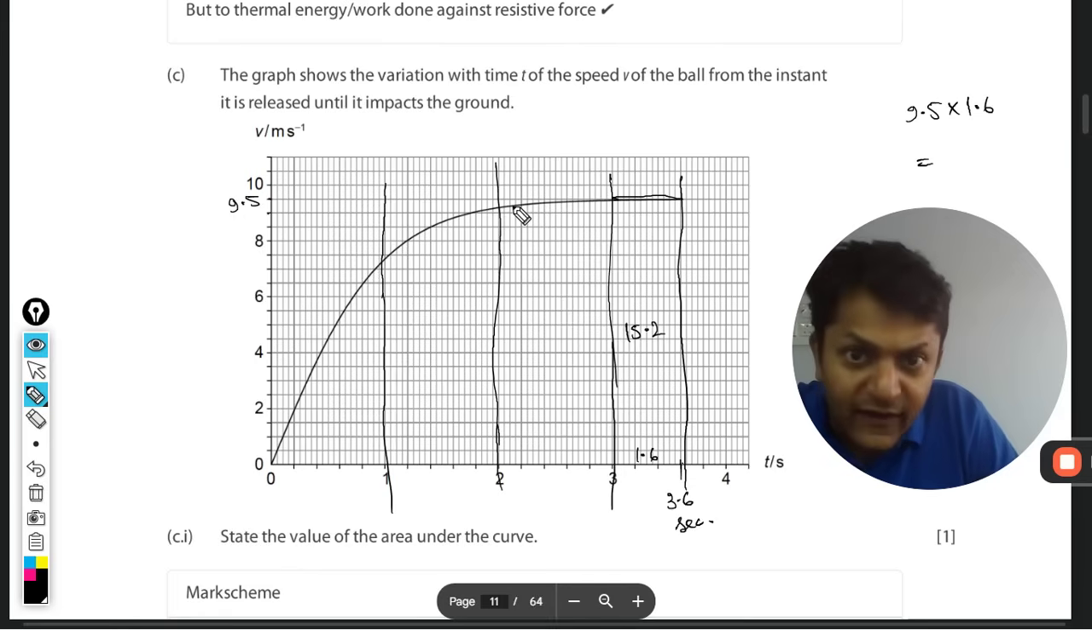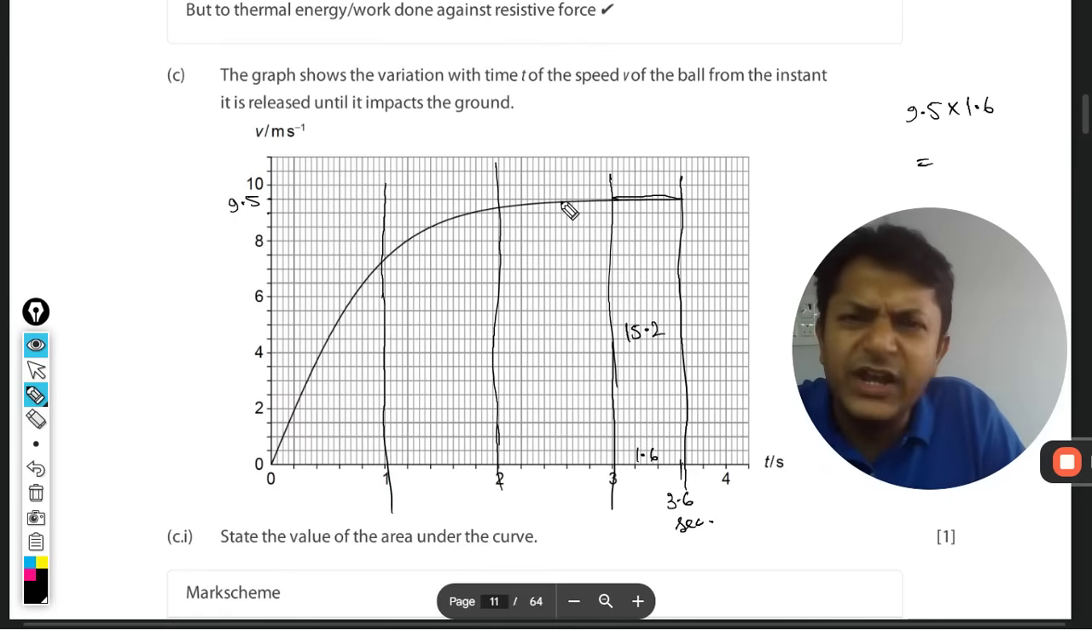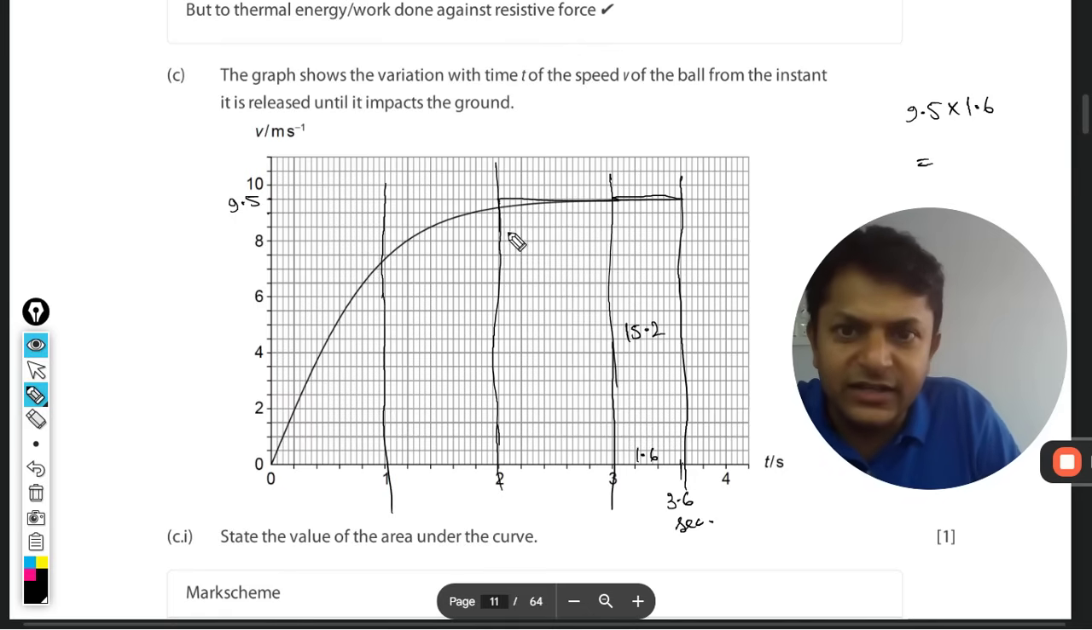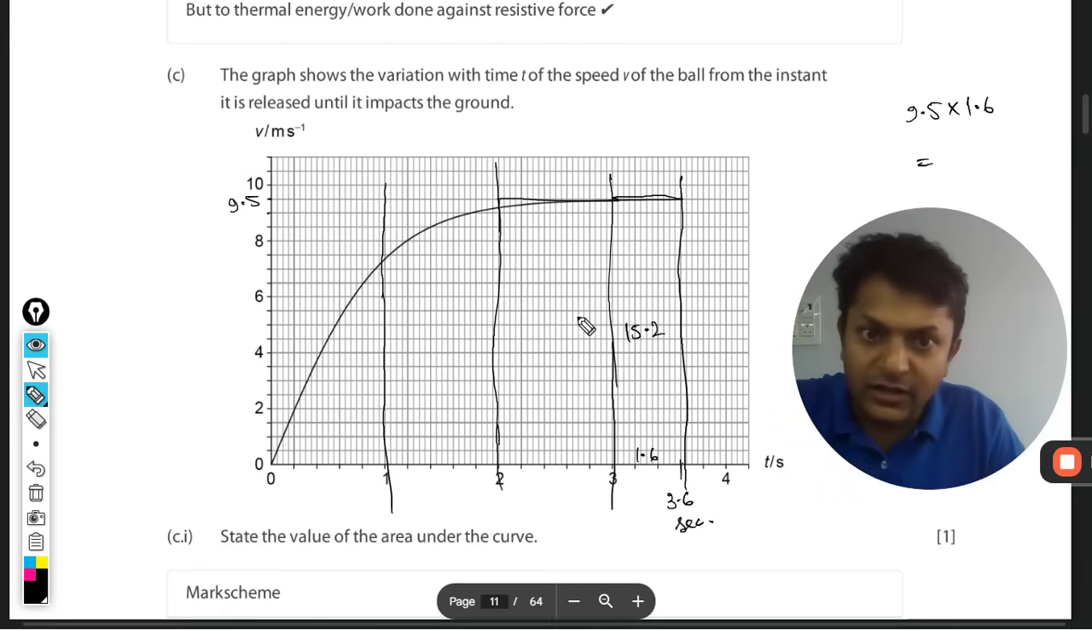Now we go for the second thing. Now this is definitely not a rectangle, but this area is very small. We can neglect it. So we just neglect this and we create again another rectangle.